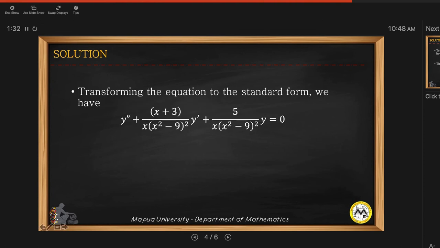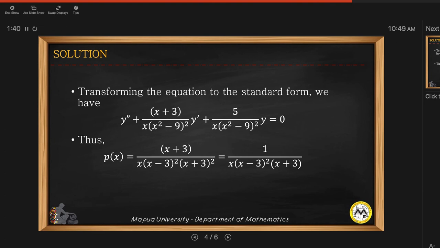So we have the following, and we'll take this as your p of x, and this one will be q of x. This can be simplified. x squared minus 9 is x minus 3 times x plus 3. So simplifying, we have for p of x, 1 over x times x minus 3 quantity squared times x plus 3. For q of x, we have 5 over x times the square of x minus 3 and the square of x plus 3.